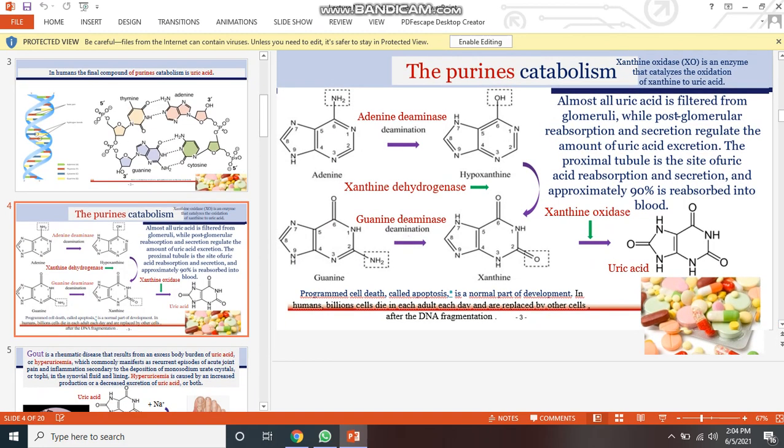The other topic is purine catabolism. In purine catabolism, adenine is converted into hypoxanthine by adenine deaminase, and the other enzyme is xanthine dehydrogenase. Guanine is converted into xanthine by deamination. Xanthine dehydrogenase is an enzyme that catalyzes the oxidation of xanthine to uric acid.